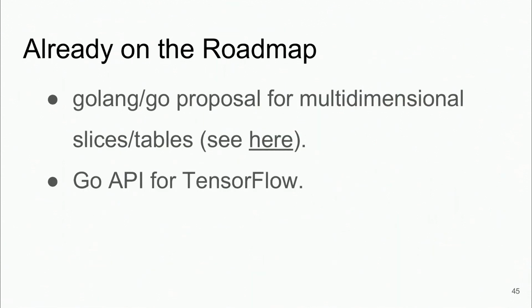There are also other things on the roadmap in general. There's a proposal for multi-dimensional slices or tables in the Go language. And it seems like there was some activity on that recently, and I'm happy to see that. And maybe if you guys have opinions about that, I think this is a great place to discuss that sort of thing. So let's follow up. There's also now a Go API for TensorFlow that's being worked on. Remember how I talked about teaching an algorithm to play a board game? You could do that with TensorFlow, and now you could do that right from Go. Also, there's stuff happening with Apache Beam and other projects from the Go perspective.